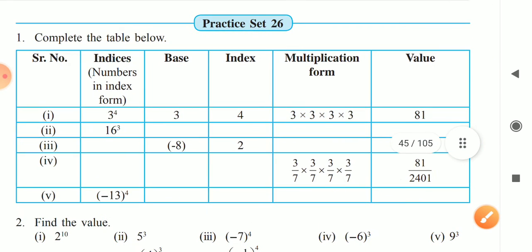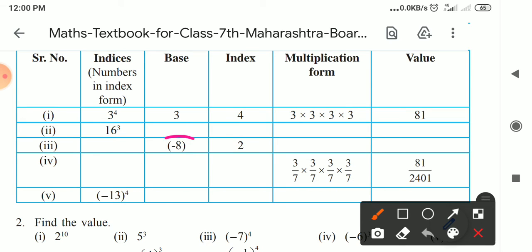So you have to solve the examples and find out this box. Okay, one more example I will show you here. Minus 8 is given here. You can solve this easily, like the first example. Minus 8 is the base, so which number will come here? Minus 8, and its power is 2. Now the next is minus 8 into minus 8, the multiplication form. 2 times came, here the even number is there, so the answer will come positive. 8 8s are 64.